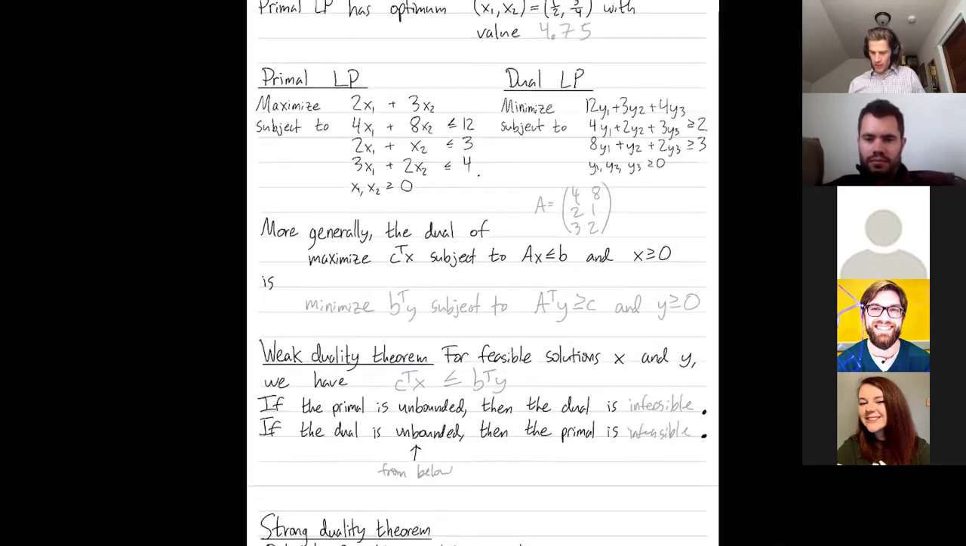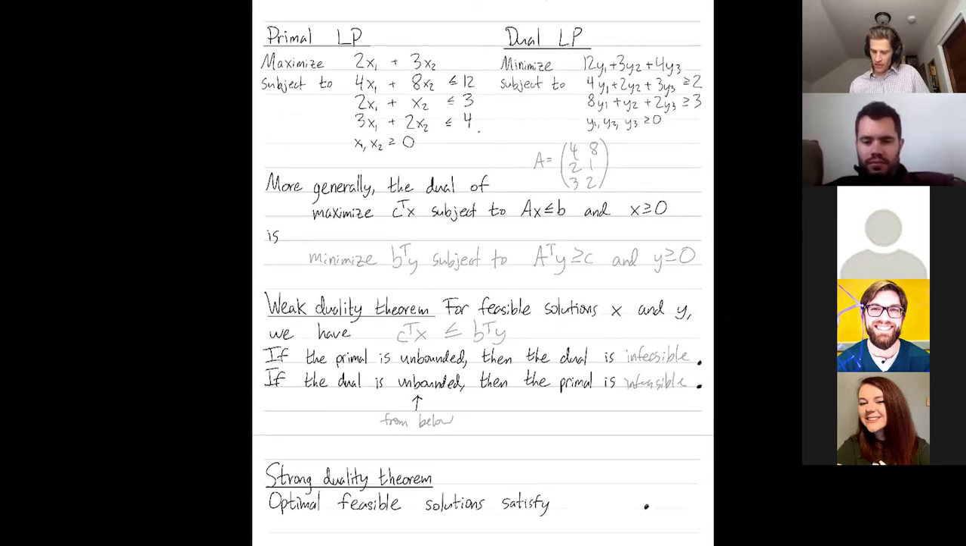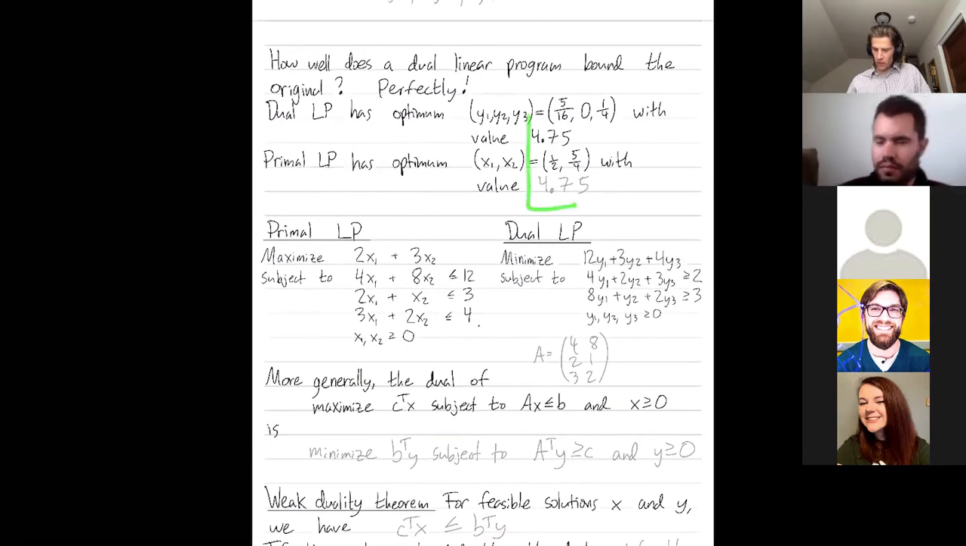The strong duality theorem shows that there's no duality gap in linear programming. So the optimal feasible solution x to the primal problem and the optimal feasible solution y to the dual problem satisfy equality. Okay, so the strong duality theorem is saying more than the weak duality theorem. It's a little harder to prove, but both are quite important. We already saw an example of the strong duality theorem up above, where both our primal and our dual had the value 4 3/4.